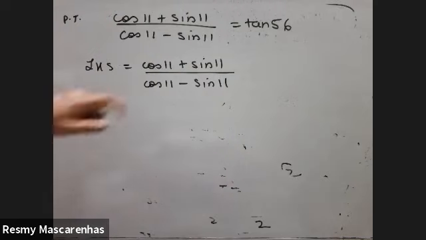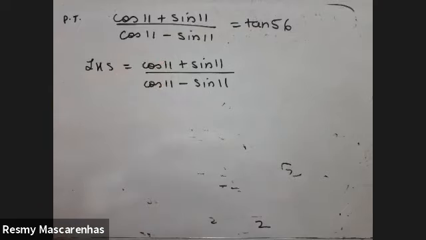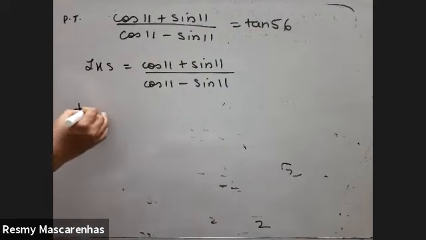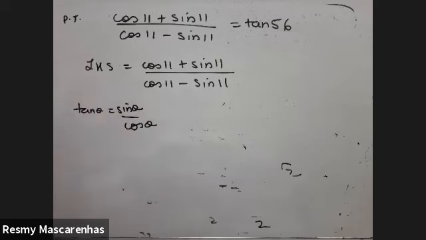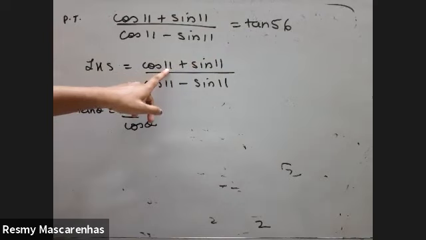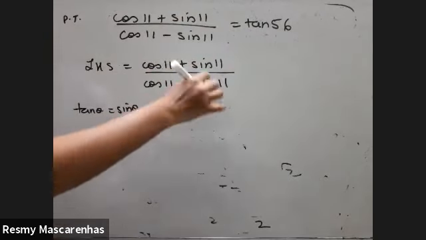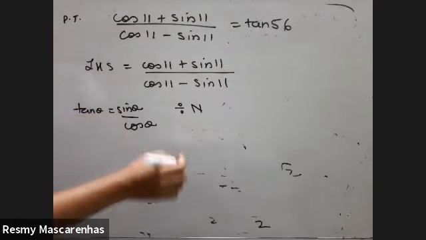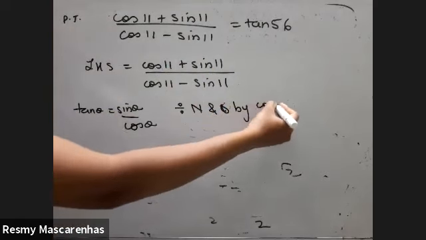If you notice, your answer should be in terms of tan, and this is in terms of cos. So I'll try to convert these terms into tan. What do you know? What is tan theta? Nothing but sin theta upon cos theta. I want the answer in terms of tan, and this is given in terms of cos. So I'll just divide numerator and denominator by cos 11, since sin upon cos will give me tan.